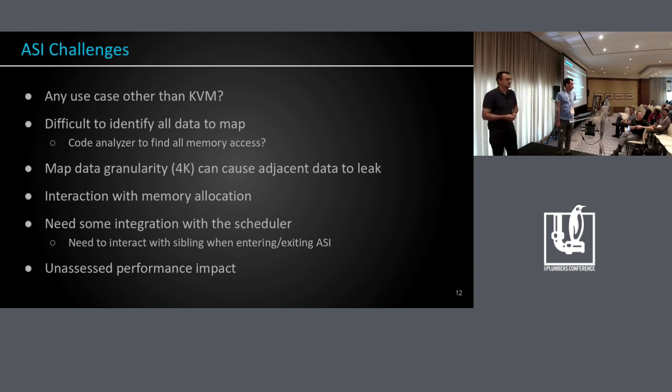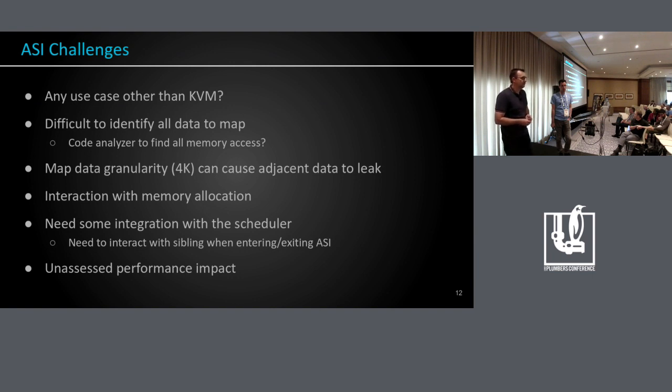Another issue: it's difficult to identify all the code to map. Currently, when some code is unmapped and you need it while running ASI, it's going to page fault. We have a page fault handler which dumps the stack where the fault is occurring. This was an original idea from Paul. It worked pretty well because you run your stuff, you get a stack, you can identify from the stack the data which is missing, and you map it. But it takes a long time, and you don't know if you are going to go through all the flows.